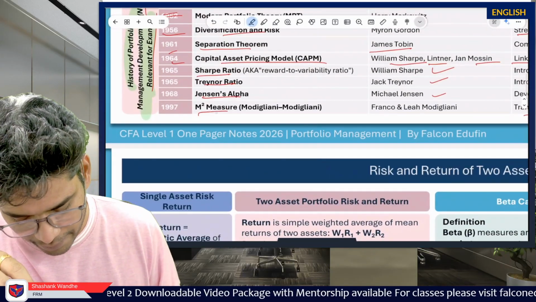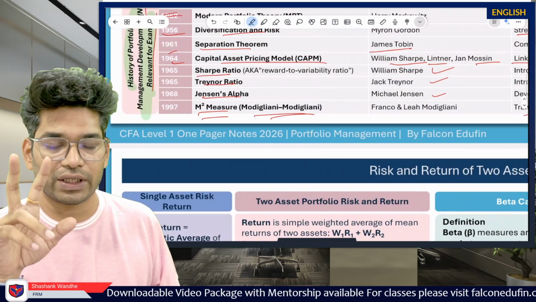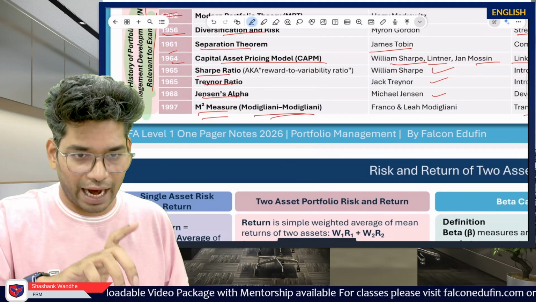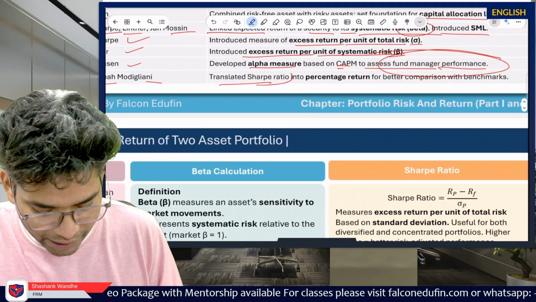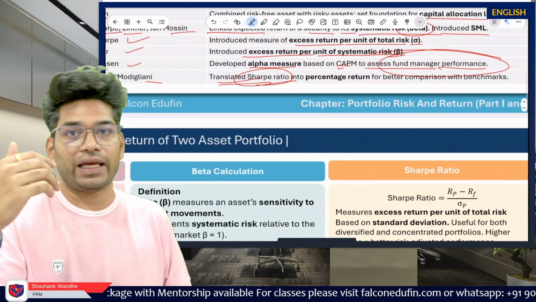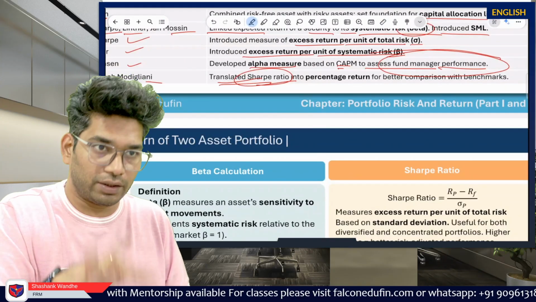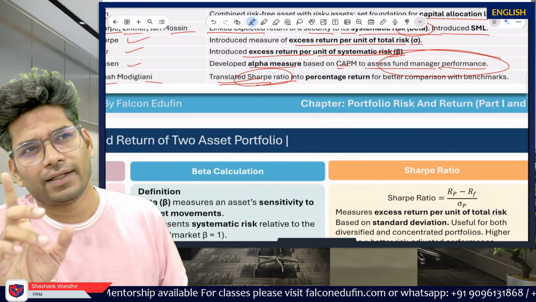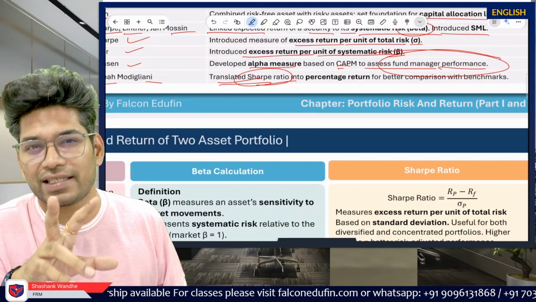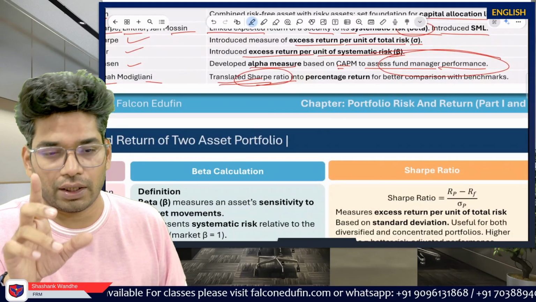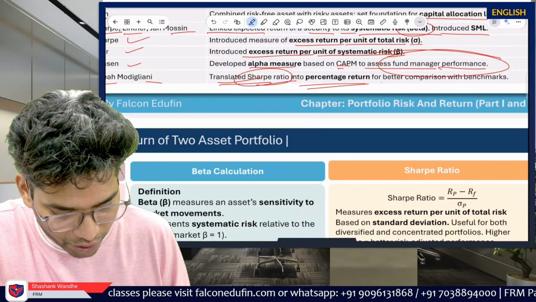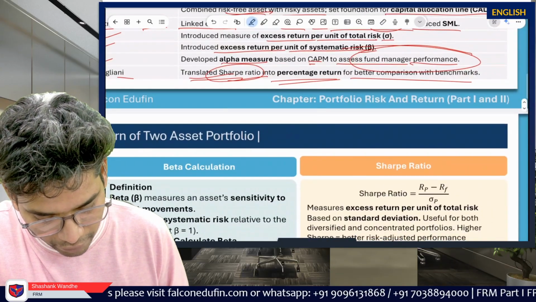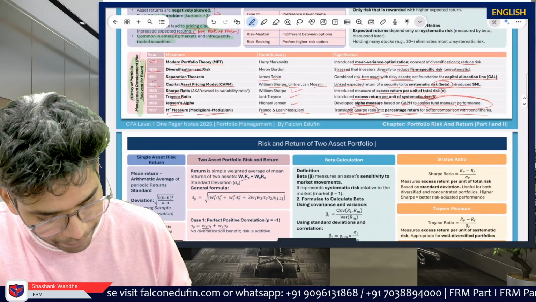And then we have the M square, Modigliani and Modigliani. Remember, this Modigliani and Modigliani is the grandfather and granddaughter duo, Franco and Leah Modigliani. They gave us the M square. We also have the Modigliani related theories, I guess in the CFA Level 2 equity section. Okay, and the percentage return for better comparison with the benchmarks.